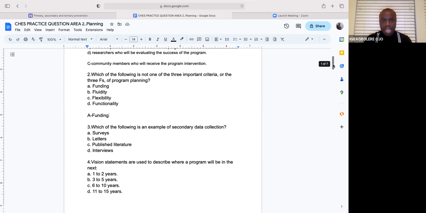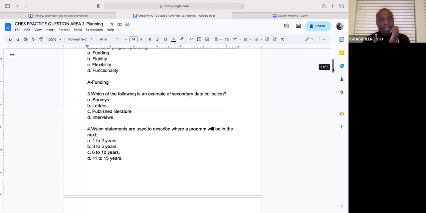It's going smoothly. Flexibility, you are able to look at the intervention and say, oh, these are some of the things we need to change before the outcome, all right? Flexible. And functionality, fidelity. It performs what it was expected to do, right? Functionality. So what is not really important is funding.